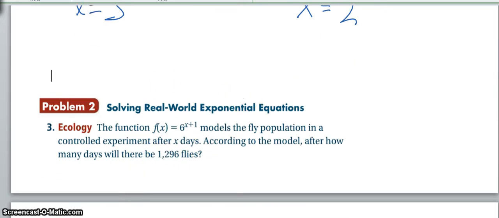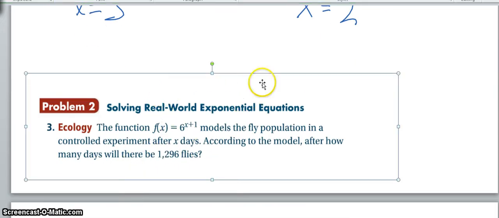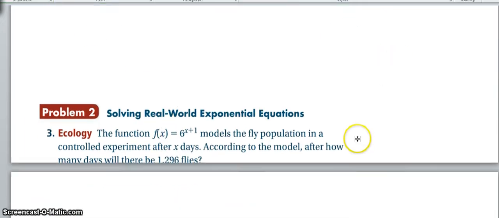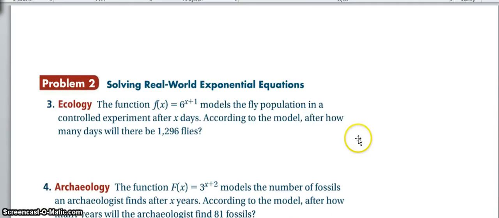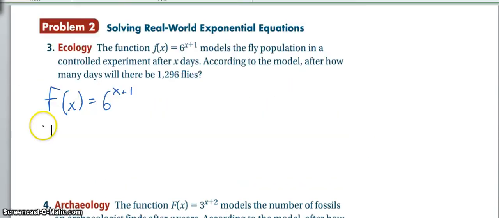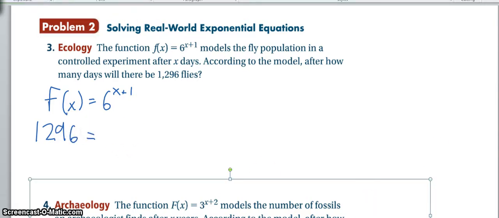So now we want to solve a real world exponential function. So we have f of x equals 6 to the x plus 1, and this models a fly population. We want to know when the fly population might be 1,296. Sorry, I'll get rid of that flashing bar.